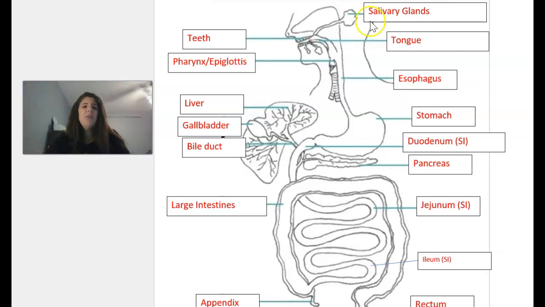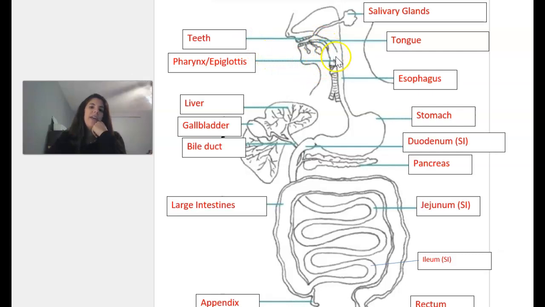Obviously when we eat or drink something, we start in the mouth. In the mouth, we have a couple different organs or structures that play a role in our digestion. We have the salivary glands, the teeth, and the tongue. The salivary glands produce saliva, and saliva has a chemical in it called amylase, which helps start the breakdown of carbohydrates, sugars, and starches. Your tongue is going to move food around and mix it with the saliva. Your teeth are going to gnash and tear apart the different food particles.